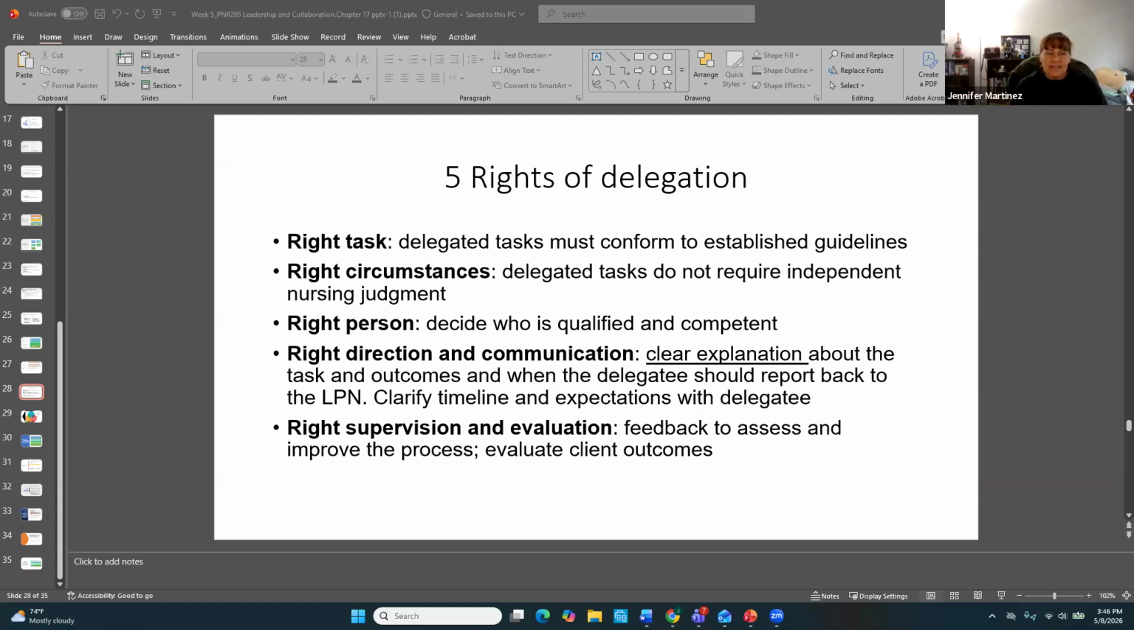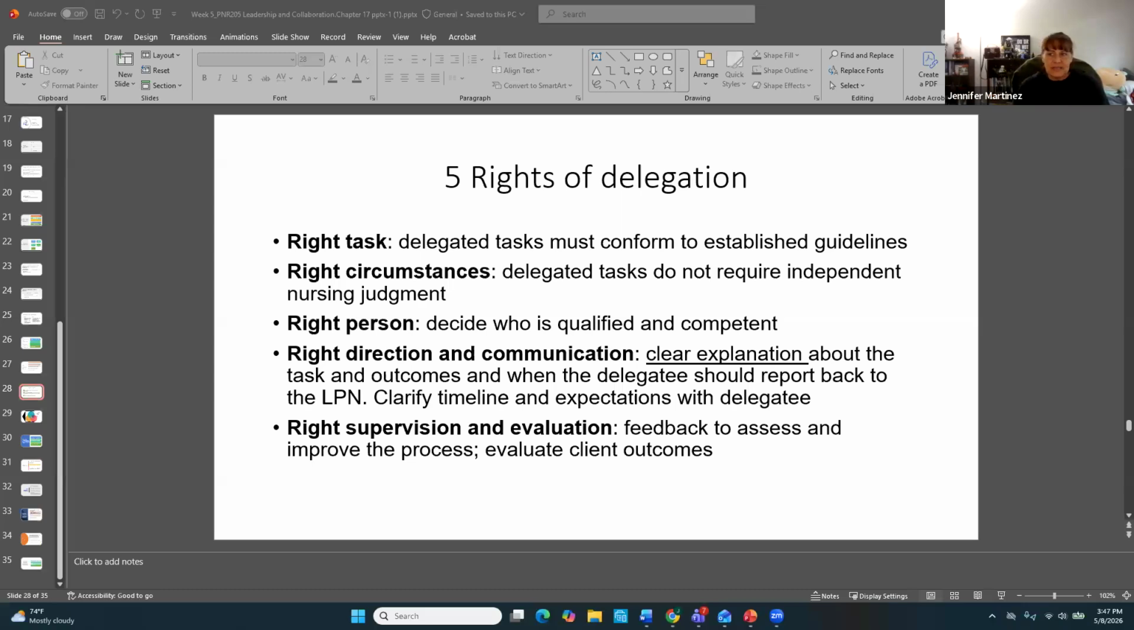The right task, the delegated task, must conform to established guidelines. What do I mean by that? Again, you're going to look at your laws, your policies, the unit, the condition of your residents, as well as the training of your nursing assistants, and that the task you are assigning is within their scope of practice.